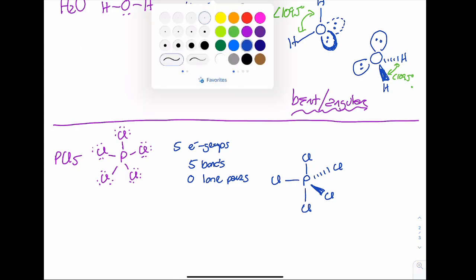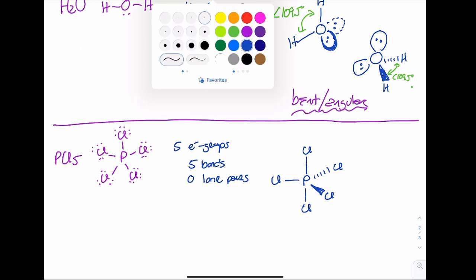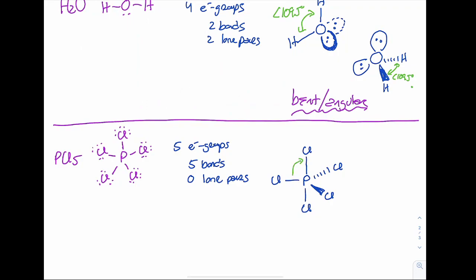So essentially what I have is between the top chlorine and all of the chlorines on the side, I have 90-degree bond angles. And then between the bottom chlorine and all of the chlorines on the side, the ones kind of around the middle, those are also 90-degree bond angles. So between here and here is 90. And then between here and here is also 90.